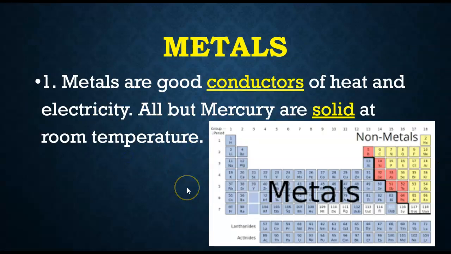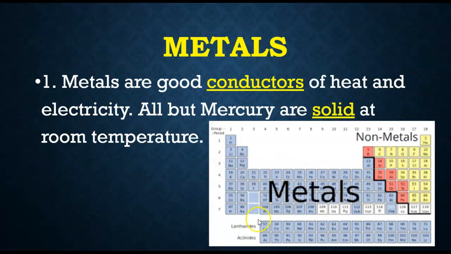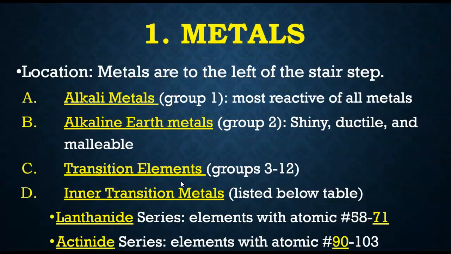All right, so metals. Metals are good conductors of heat and electricity. All but mercury are solid at room temperature. And like I said, when you saw this listed as not metals, those can be colored as metals. All right, so locations of all these metals. You just saw there's a whole bunch. And like I said previously, we're going to look at the groups as opposed to the periods. Periods are flat like this. Groups are up and down.